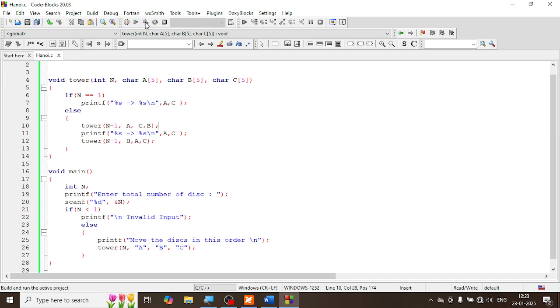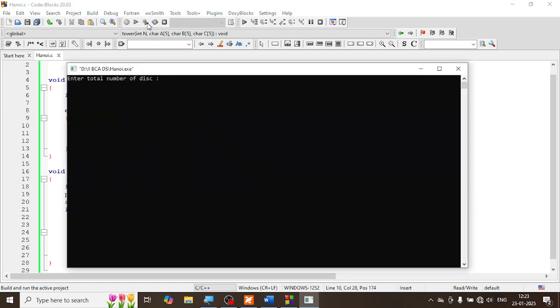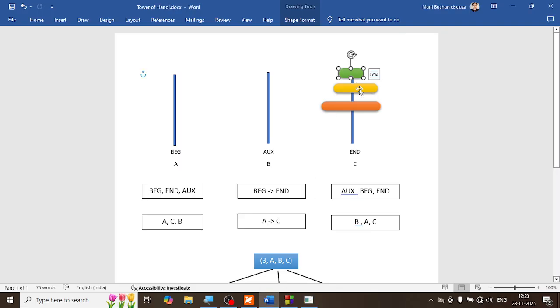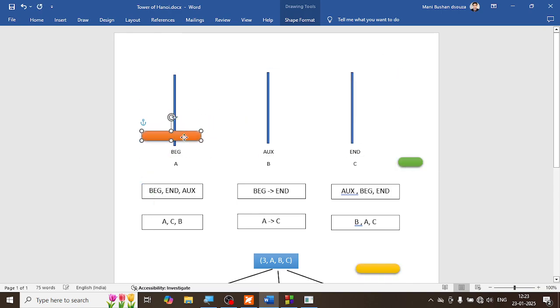Okay. Let me try with the one disk. So if it is one disk, move from A to C. This is the story I already told you, so I won't tell you the step. If you have only one disk, what are you going to do? Take this disk and put it to the other disk. You have to say, don't worry about the other one.